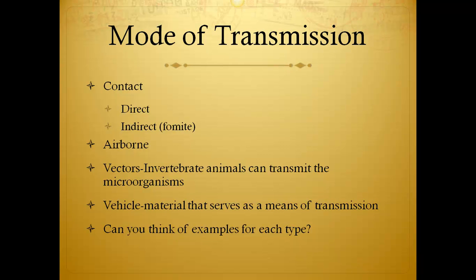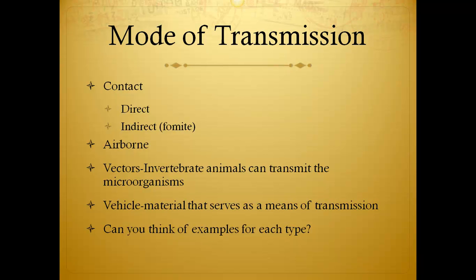Vectors are invertebrate animals that can transmit microorganisms. This is the easiest one to remember: a vector is a mosquito that would carry West Nile virus, that we still struggle with a little bit, but it has been worse several years ago.